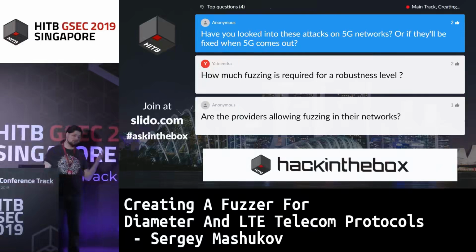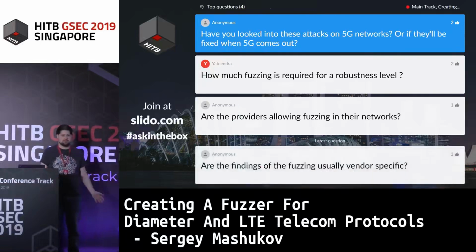And when we are talking about the non-standalone version, it's the same core network. There's no difference. So if someone says to you right now that they have a 5G network, they have non-standalone. And this means that all these attacks are possible.